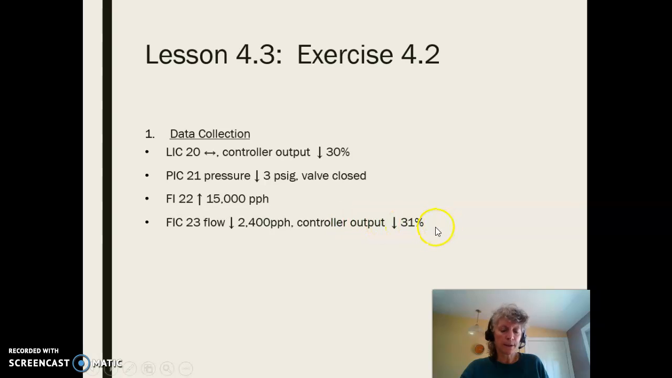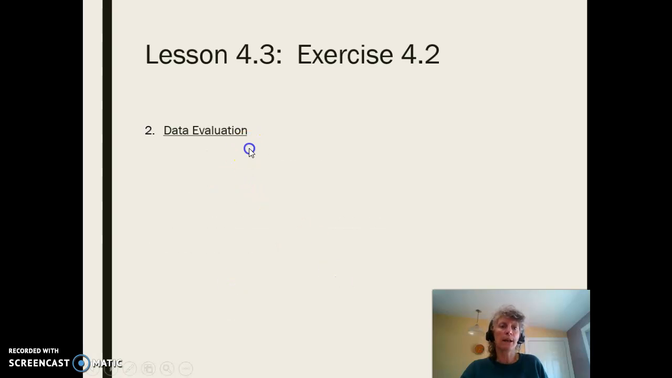That controller output is down 31%. FI 24 is up 15,000 pounds per hour. So that's where our balance works, although this doesn't work correctly. So we'll look at that. FIC 25 is normal. FI 26 is normal, and the blowdown is normal. Okay, so let's evaluate it.